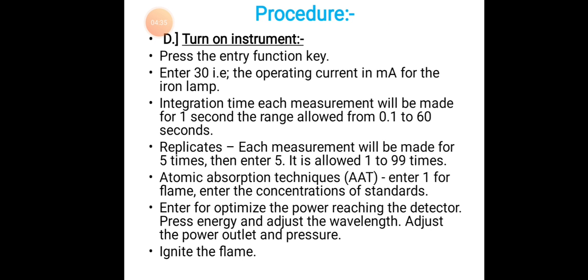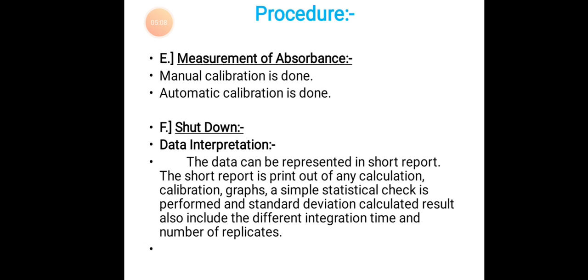Integration time. Each measurement will be made for 1 second. The range allowed is from 0.1 to 60 seconds. Replicates. Each measurement will be made 5 times, so enter 5. It is allowed from 1 to 99 times. For the atomic absorption spectral technique, enter 1 for flame. Enter the concentrations of standards. To optimize the power reaching the detector, press energy and adjust the wavelength, adjust the power outlet and pressure, and ignite the flame.